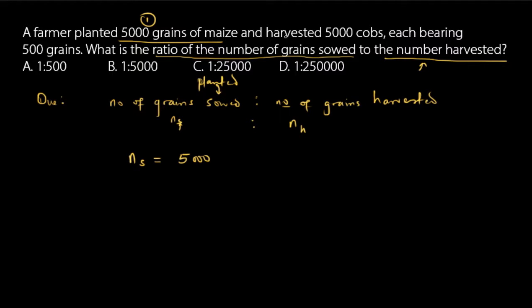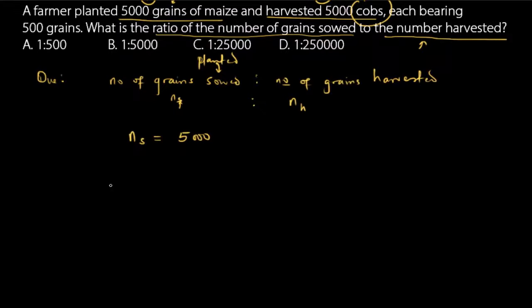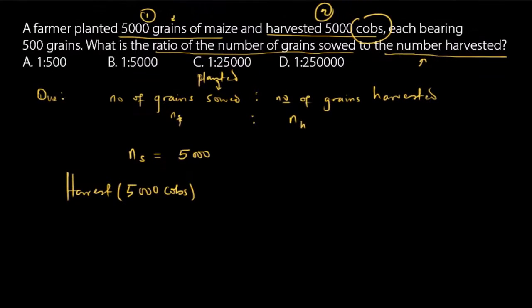And then we're told that the number harvested is 5,000 cobs. Now note, there is a difference between statement 1 and statement 2. Statement 2 says he planted 5,000 grains, but he harvested 5,000 cobs. So let me just write that down: the harvest is 5,000 cobs. But we are not interested in the number of cobs he harvested, we are interested in the number of grains he harvested. So let's read on further.